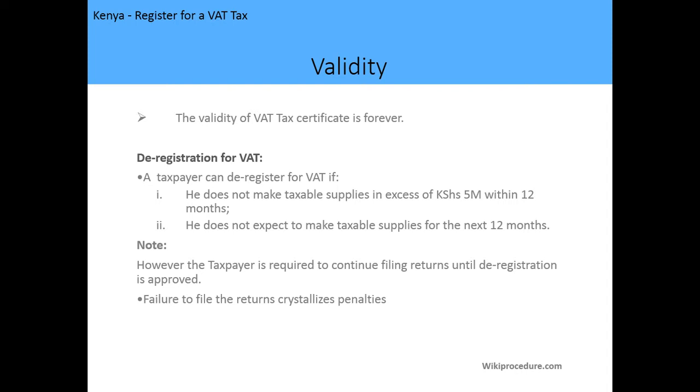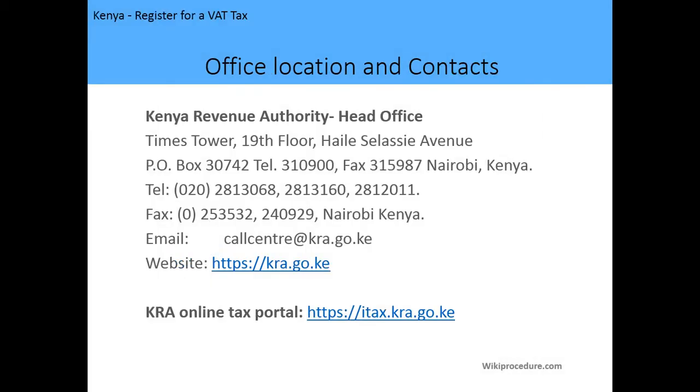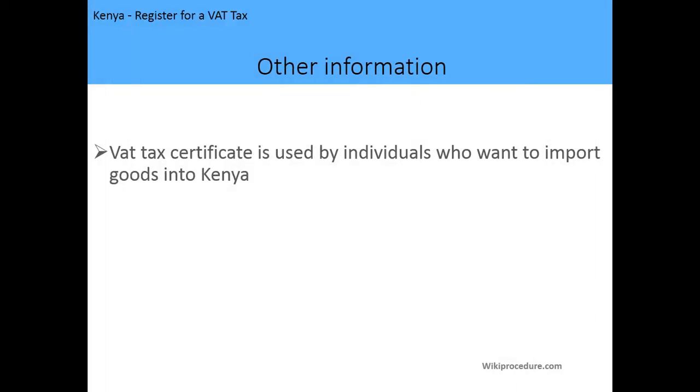However, a taxpayer can be deregistered if it does not make taxable supplies in excess of 5 million within 12 months, and is not expected to make 5 million in taxable supplies in the next 12 months. The processing time is 1 day. The office location of the KRA, Kenya Revenue Authority, is Times Tower in Haile Selassie Avenue, Nairobi, Kenya. The online platform is itax.kra.go.ke. Another piece of information is that the VAT tax certificate is used by individuals who want to import goods into Kenya.